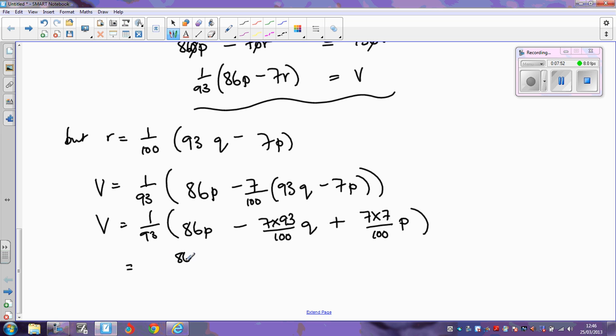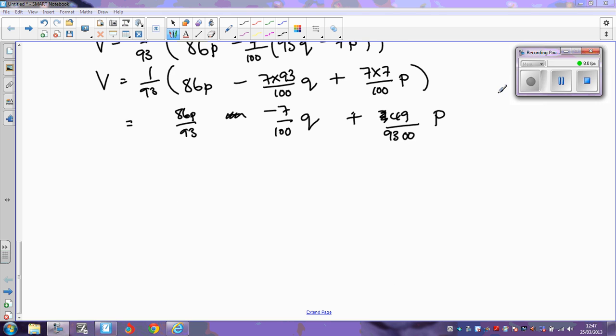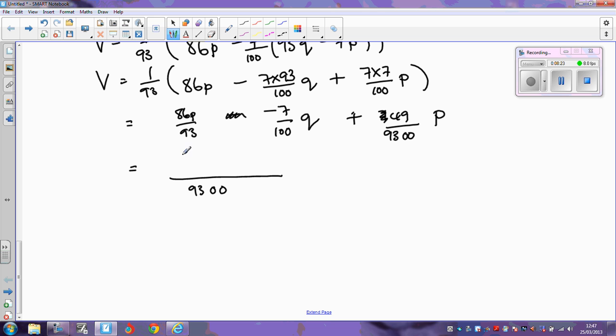Okay, so that's just 86p over 93 minus, now here the 93s are going to cancel, so it's minus 7/100th q plus, let's say 49 over 9300 p. Okay, so put the p's together. I'm going to put both the p's over 9300 just to make life a little bit easier. So I've got 8600p plus 49p all over 9300 minus my 700th q. So that's 8,649p over 9300 minus 700th q.